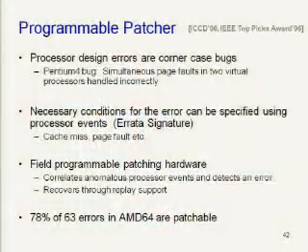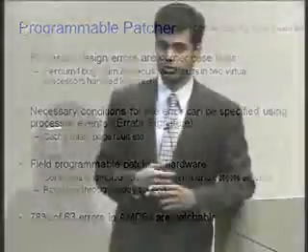Once you detect an error condition, you can recover by several means. One of the obvious things you can do is roll back to a previous checkpoint and then replay. While you're replaying, it's very unlikely that the two page faults will again occur at exactly the same clock cycle. When we analyzed all the errors published in the AMD 64 errata sheets, we found that 78% of them have the potential to be patched.